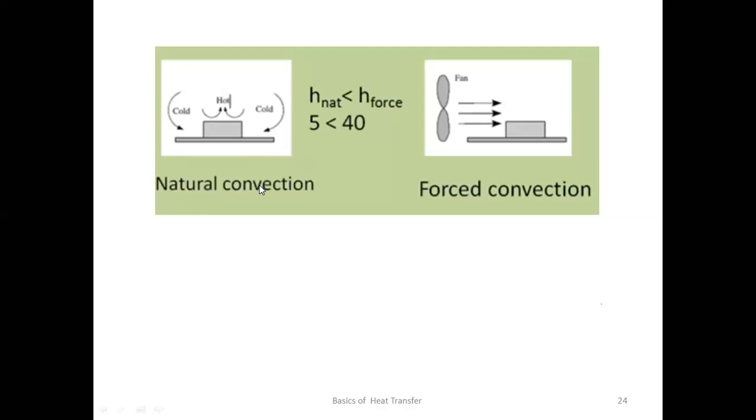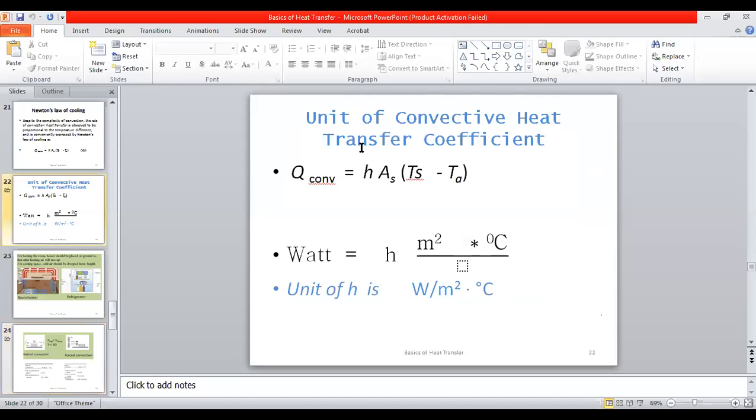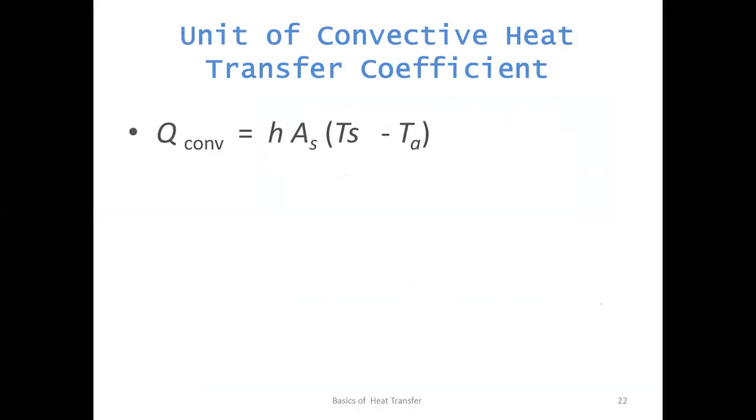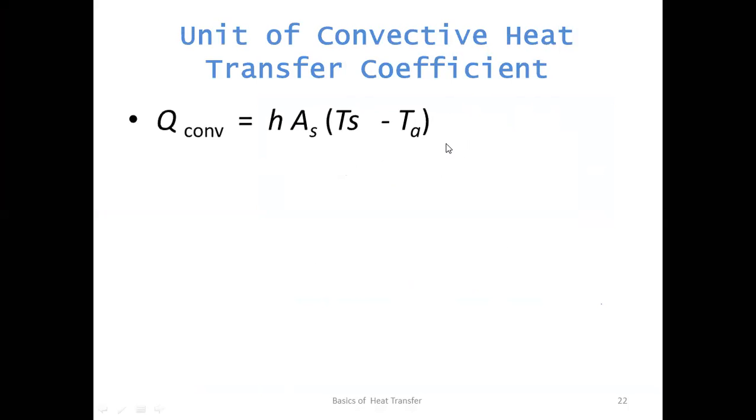See here, natural convection and forced convection. Now what is the formula for convection? Again we will go to that first screen of convection. See, this is Q for convection. Q for convection is equal to H A S (T S minus T A). Now for free convection, the value of H will be different. For forced convection, the value of H will be different. That we will see now.